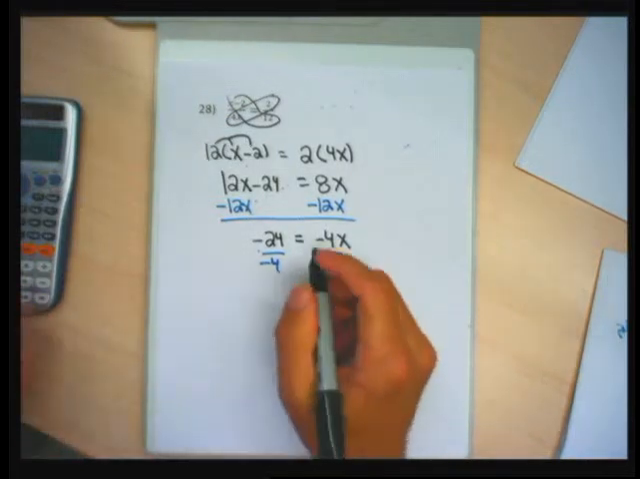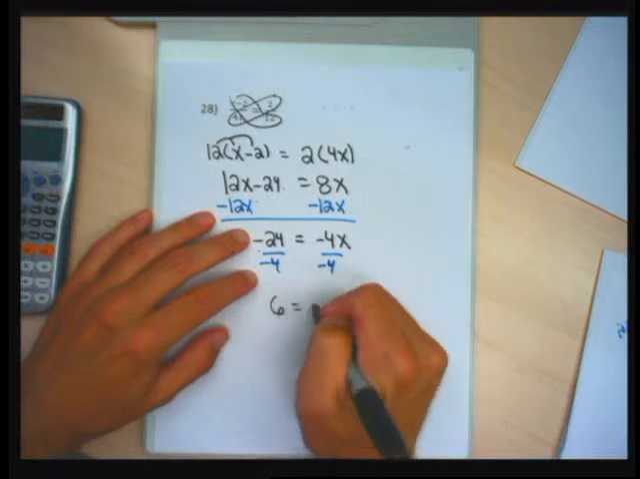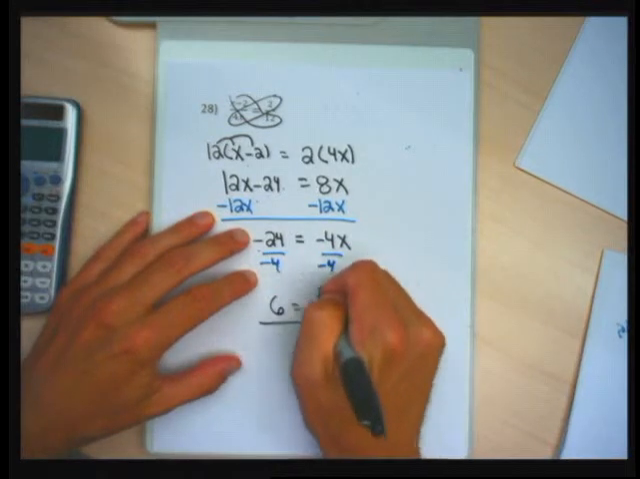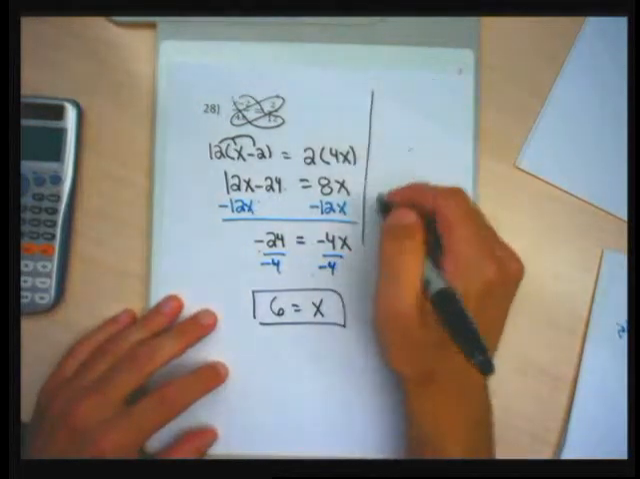On the left-hand side, negatives cancel. 24 over 4 is 6. On the right-hand side, the negative 4's cancel. I'm left with an x. Should check.